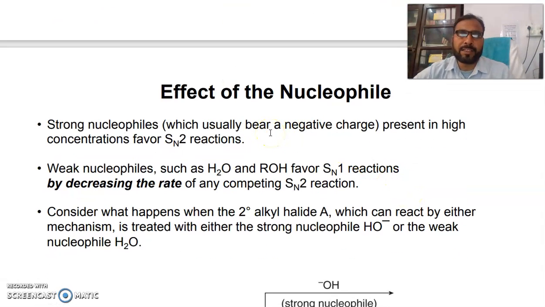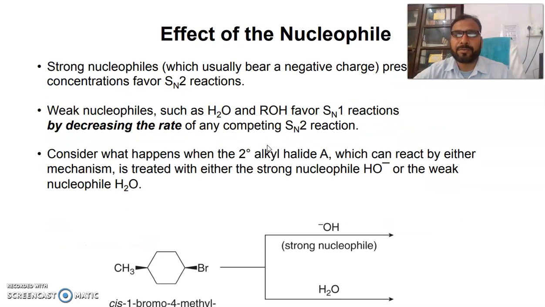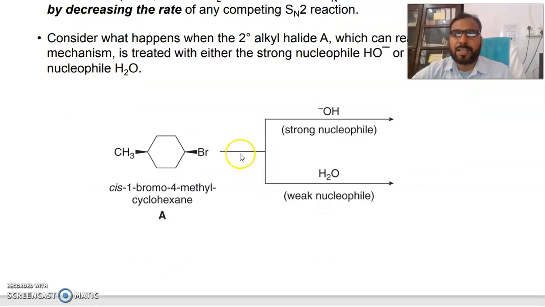Effect of nucleophiles. Strong nucleophile present in high concentration favors SN2 reactions. Weak nucleophiles such as water and alcohol favor SN1 reaction by decreasing the rate of any competing SN2 reaction. Consider what happens when a 2 degree alkyl halide, which can react by either mechanism, is treated with either a strong nucleophile or a weak nucleophile. For example, you can see here cis-1-bromo-4-methylcyclohexane in presence of a strong nucleophile.